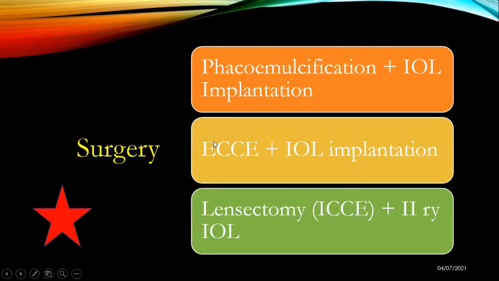There are certain instances where we may not be able to do phacoemulsification. Then we do what is called extracapsular cataract extraction. There we need to make a relatively large incision, about 13 millimeters, take out the entire lens in bulk and implant an artificial lens. And of course, this needs suturing. Rarely we perform intracapsular cataract extraction, where we take out the lens and the capsule together and do a secondary IOL implantation.